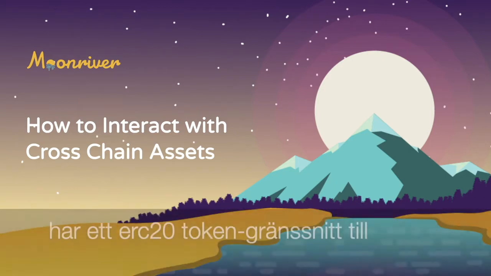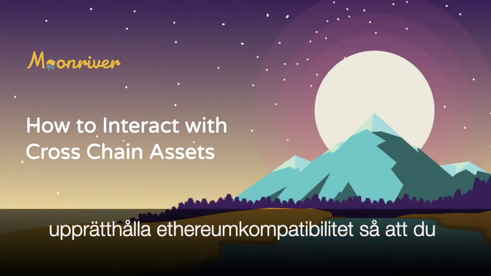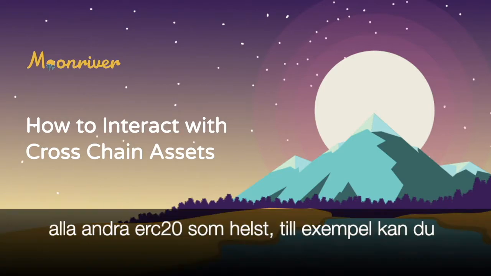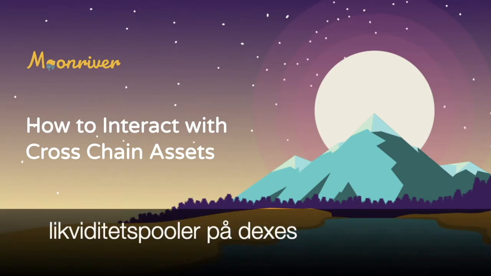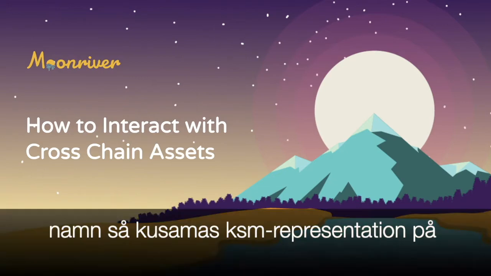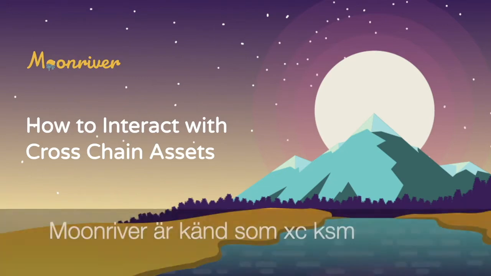XC20s are cross-chain assets that have an ERC20 token interface to maintain Ethereum compatibility, so you can interact with XC20s as you would with any other ERC20. For example, you can add them to MetaMask and create liquidity pools on DEXs. All XC20s have XC prepended to their name, so Kusama's KSM representation on Moonriver is known as XCKSM.